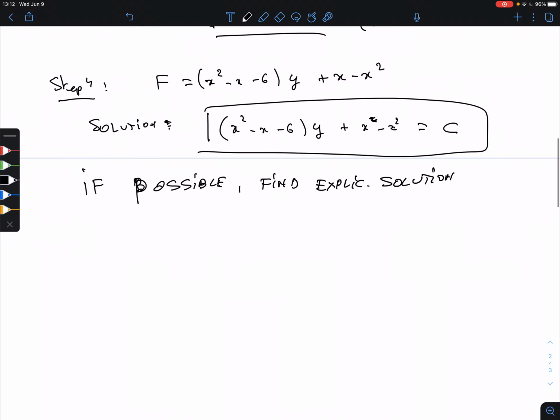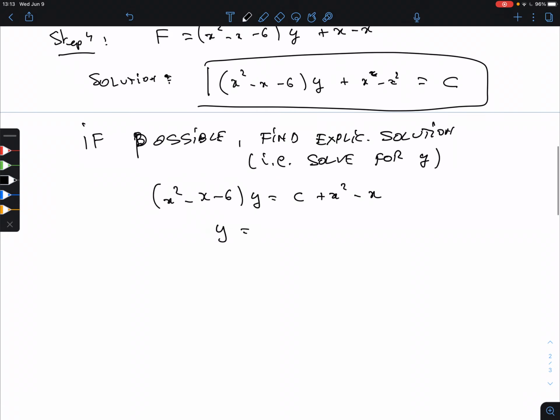Now in this case, it's very simple, right? In other words, solve for y. So solving for y should not be difficult, right? Here we see x squared minus x minus 6y, and I bring c plus x squared minus x. And now divide: y is equal to x squared minus x plus c, divided by x squared minus x minus 6. Okay?